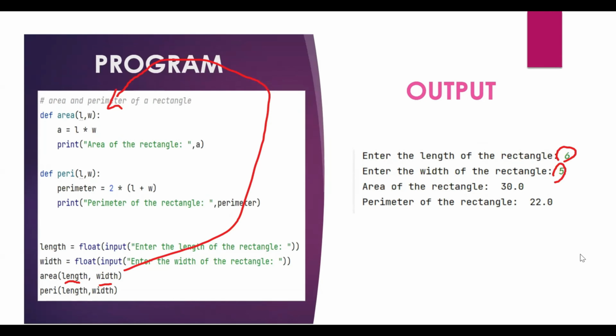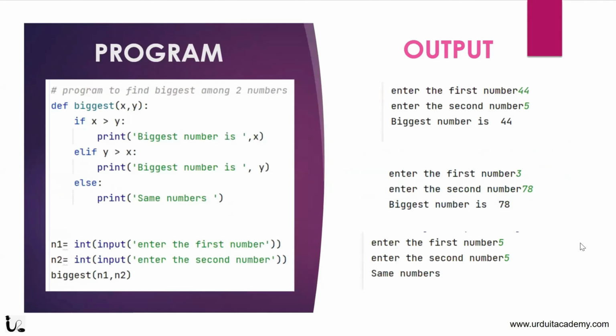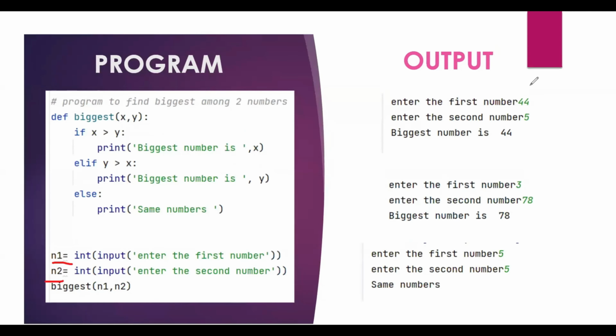Now the next question is to find the biggest among two numbers. Here, first I have a function biggest, and below the function you can see I'm asking the user to enter two numbers, N1 and N2. Imagine I have written two numbers, 44 and 5. Whenever I'm calling the function biggest N1, N2, the first parameter X will be N1, which is 44, and Y will be N2, which is 5. We are checking if 44 is greater than 5. That's true, right? So we'll print the biggest number is X, which is 44. Same way all the conditions will work.